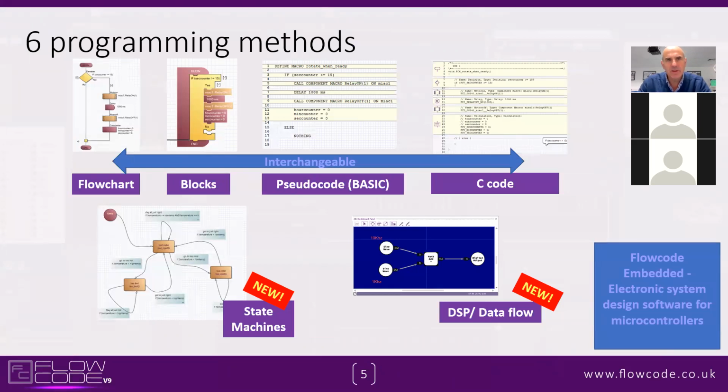Now, there are in this next version 6 different programming methods, depending on how you look at it. And for education, we think that's important because traditionally in education, we've perhaps limited people to a conventional scripting language like you see with C code on the right-hand side here. But the 4 main methods are flowcharts, blocks, pseudocode, and C code. And they're all interchangeable. So if you've written a program in a flowchart, you can see the equivalent program in C and vice versa. That transition to C is really important.